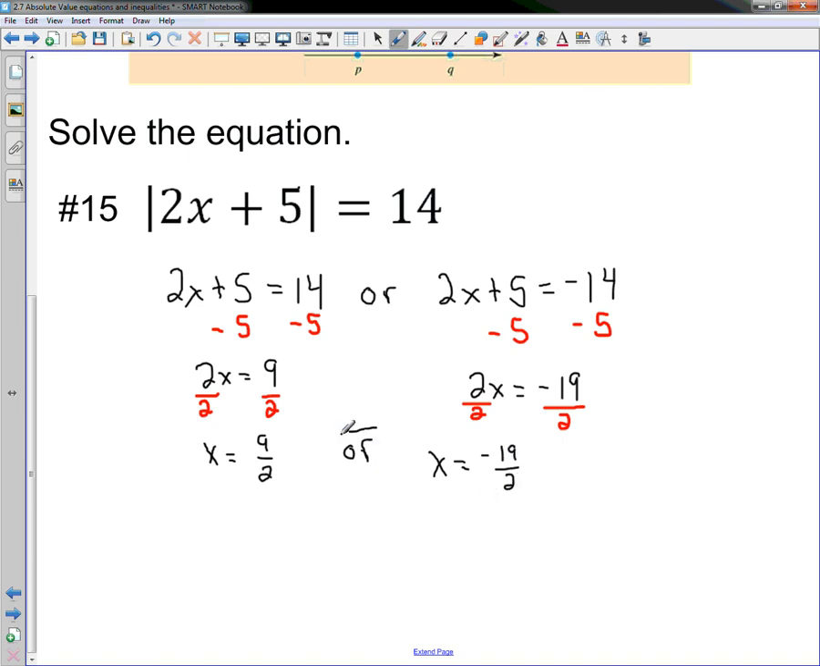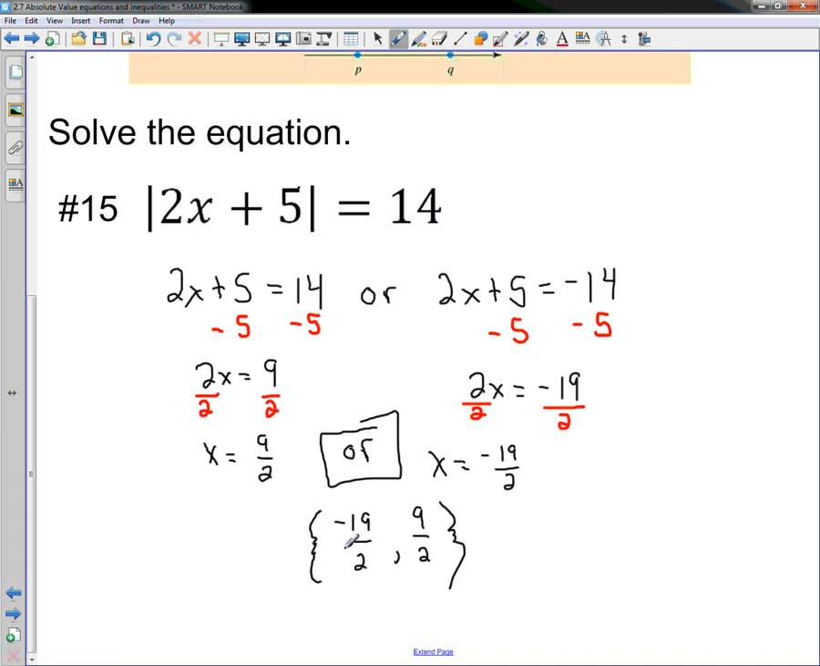So since this is an OR statement, we identify that both of these can be solutions. So when we write this as a solution, we have negative 19 over 2, comma 9 over 2. That's our set of solutions because it's an OR statement. So it can be this one or that one. And notice that I wrote it in numerical order. So we started with the smallest one and we'll work our way up.